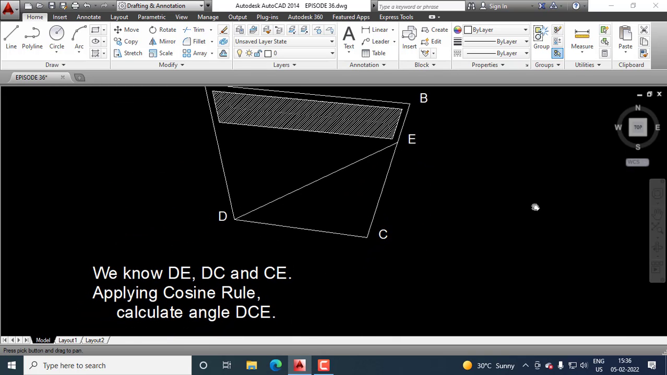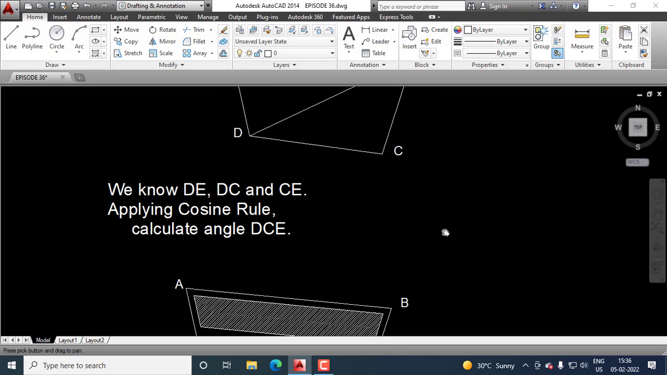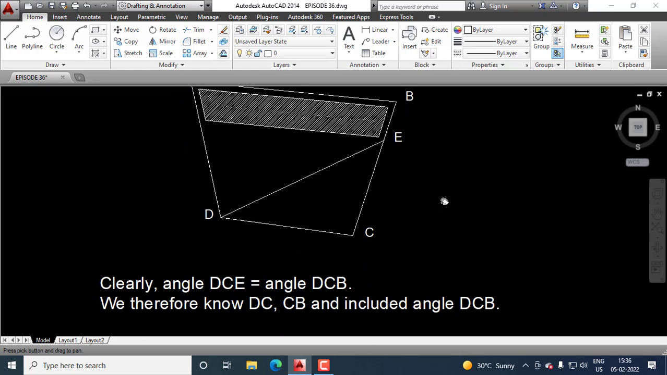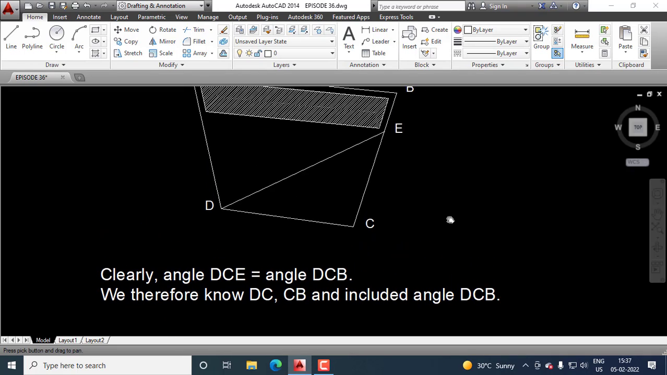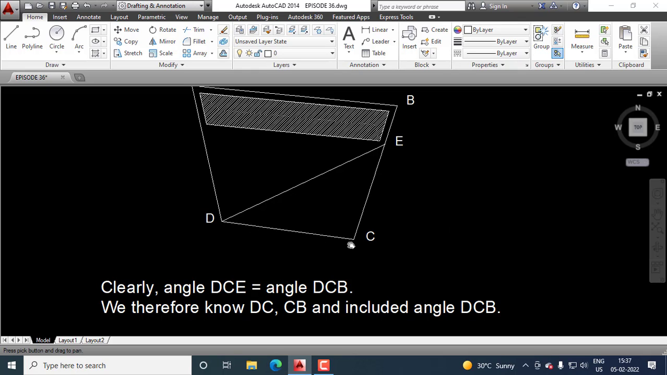We know DE, DC and CE. Applying cosine rule, calculate angle DCE. Clearly, angle DCE is equal to angle DCB. DCE and DCB is one and the same. We therefore know DC, CB and included angle DCB.